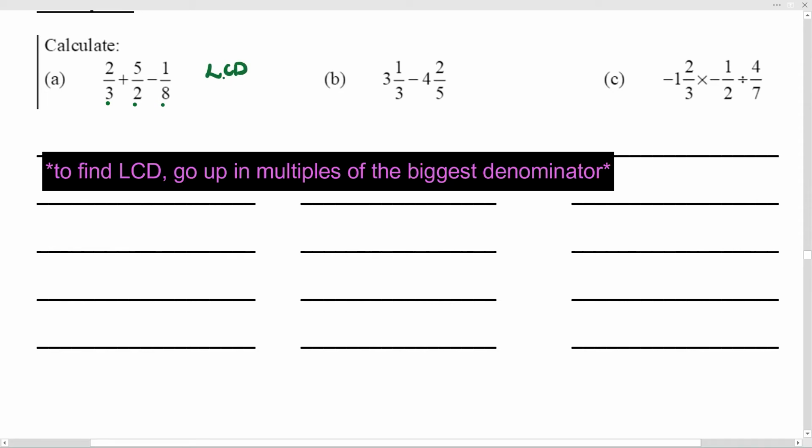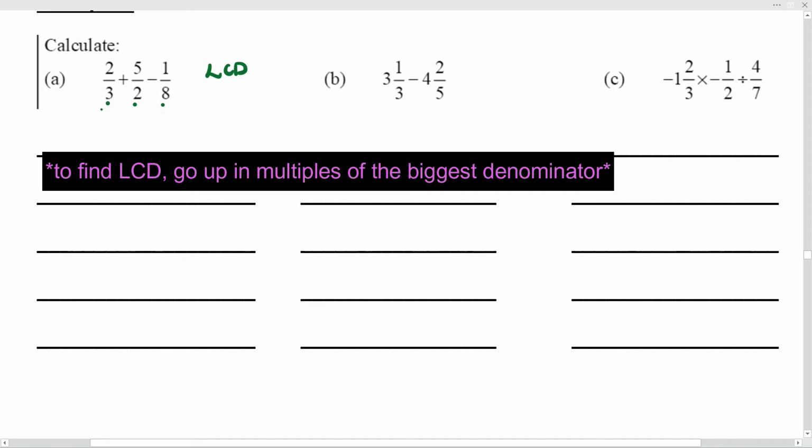Okay, so what I'm going to do is I'm going to start with the 8. So I'm going to say 8. Do 3 and 2 go into 8? No. What about 16? Does 3 go into 16? No. 2 does, but it doesn't matter. I need to find an LCD for all 3. Okay, so not 16. 8 times 3 is 24.